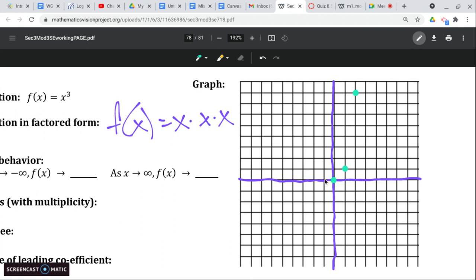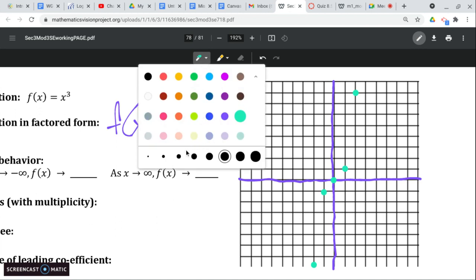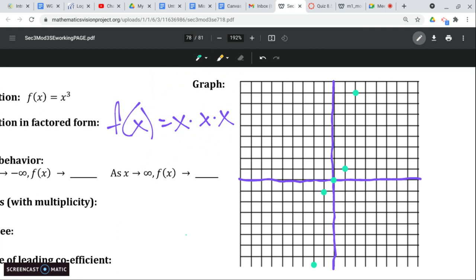All right, now if we plug in -1, we're going to get -1. If we plug in -2, we're going to get -8. So 1, 2, 3, 4, 5, 6, 7, 8. So there is our function with points. I'm going to try to draw the curve that goes between them. So it's going to look something like this. So there is our graph.